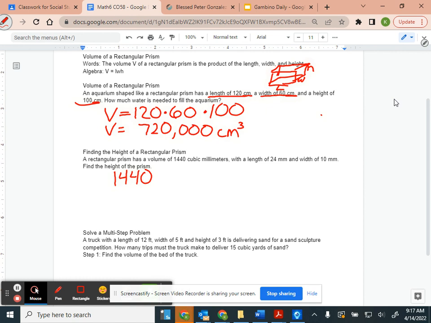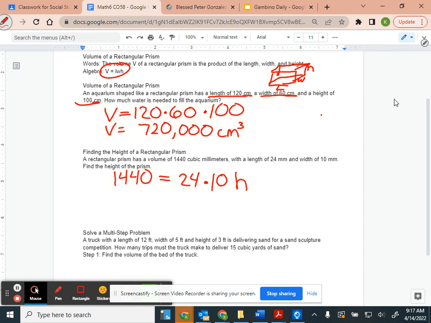Tell me the equation, Anthony. Oh, this is my volume. Yep. Equals 24 times 10 times h. Yeah. So always write your equation, friends. So my friends that were just putting answers down from our last assignment, I want to see your equation.